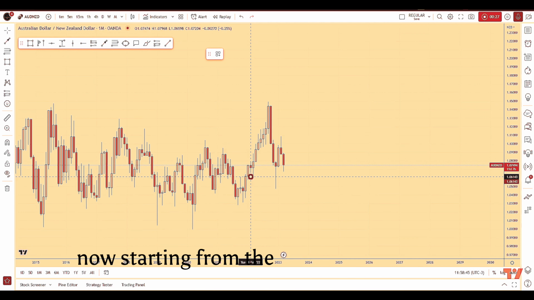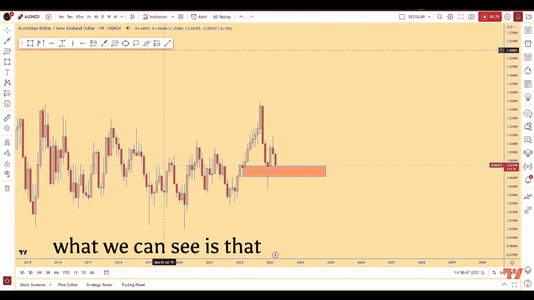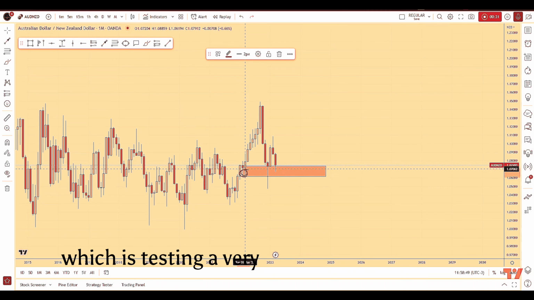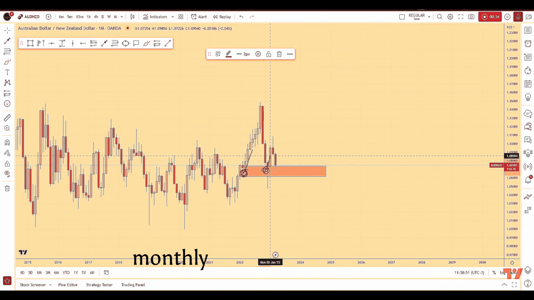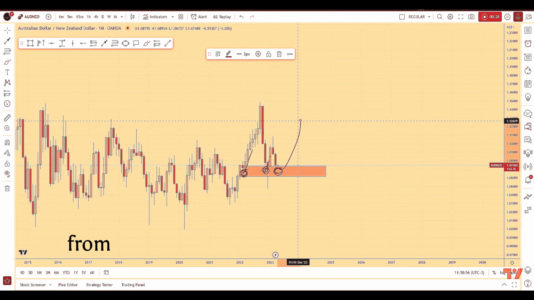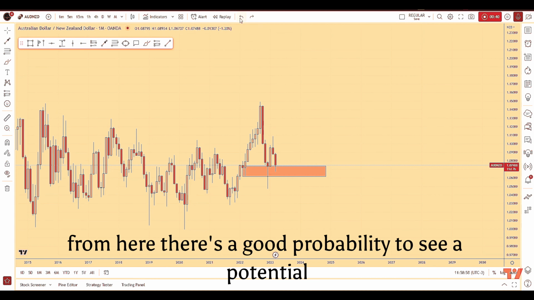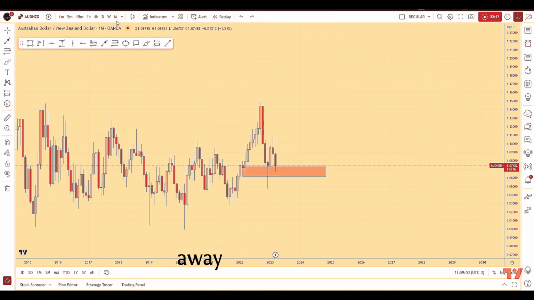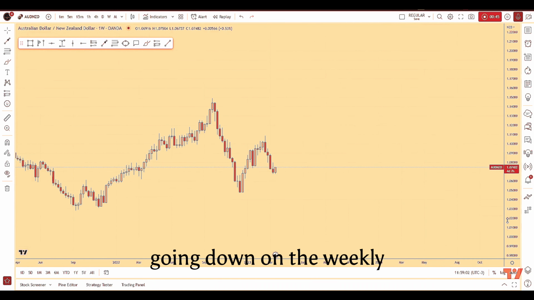Now, starting from the monthly time frame, what we can see is that at the moment we have a market which is testing a very strong level of previous monthly support and demand, which is currently still acting as support and demand. From here, there's a good probability to see a potential rejection to the upside away from this zone. Going down on the weekly, what do we see?